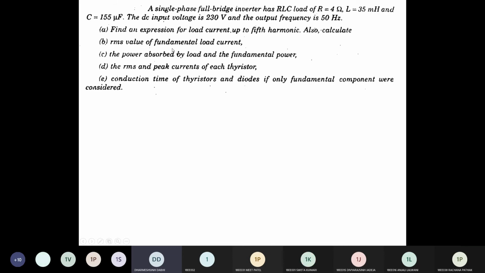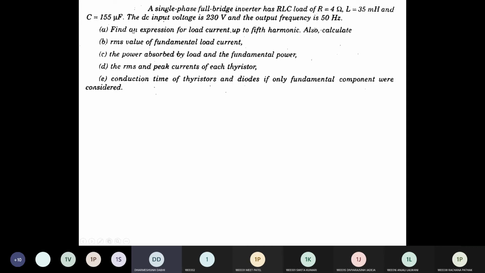Second, RMS value of fundamental current. Third, power absorbed by the load and fundamental power. Fourth is RMS and peak current of each thyristor. And last one is conduction time of thyristor and diode, if only fundamental component is considered.